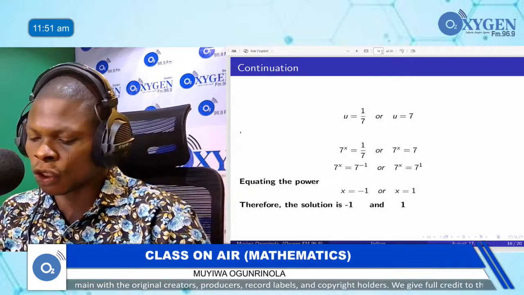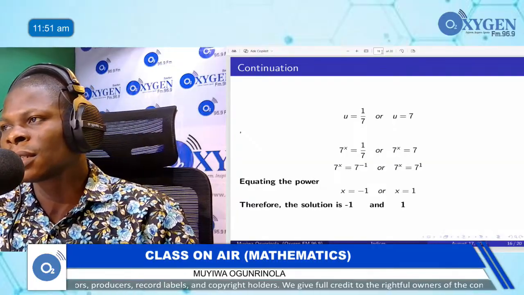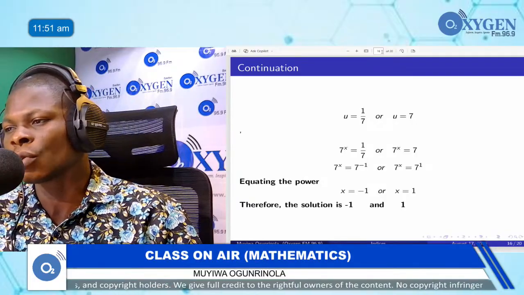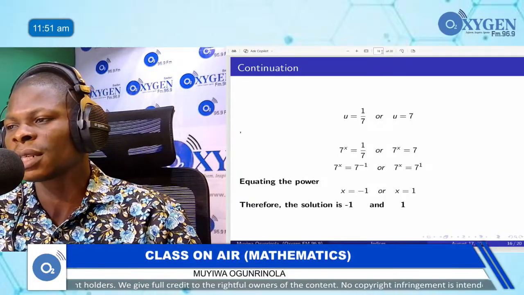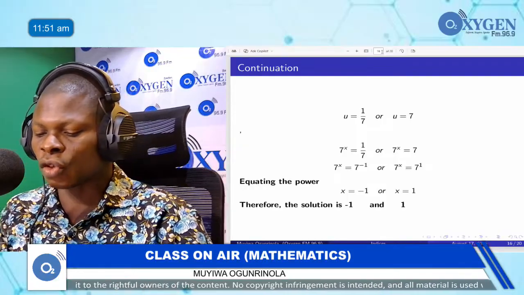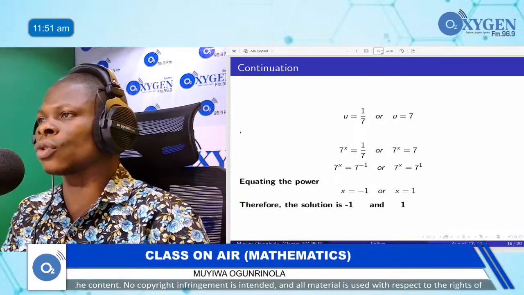You can call us on the studio line 070 4700 3969. And the question is 5 raised to power y plus 5 raised to power y plus 1 is equal to 30.